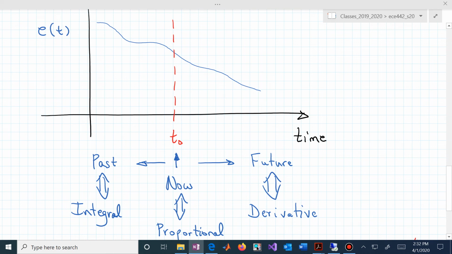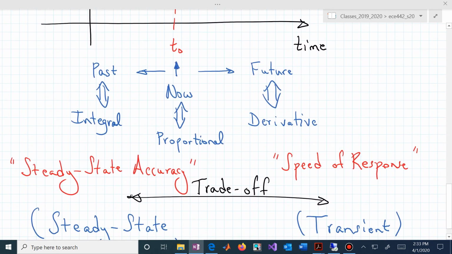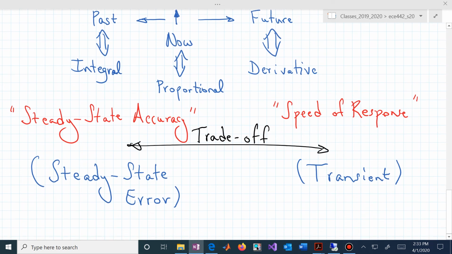So when you think PID controller, you can think of these three different time intervals that you're concerned with. Previous or past, that's dealt with the integral portion. The present time, or the now, that's the proportional gain part of the PID controller. And the future, or what you're anticipating is happening to the error, that's how the derivative term enters into the PID controller action.